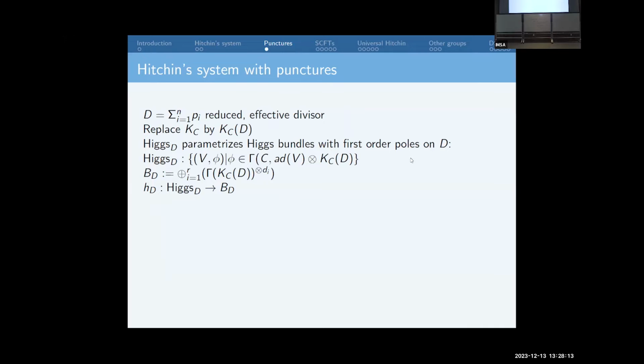The version that I will mostly use will be the normal version, the case of closed function. So we fix the reduced effective divisor D on the curve, and basically we try to allow poles along D, first order poles. So we replace the canonical bundle by differentials with first order poles at the points of D.